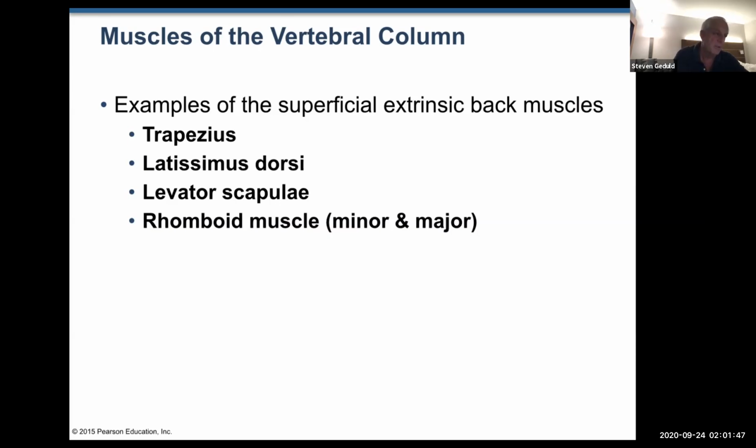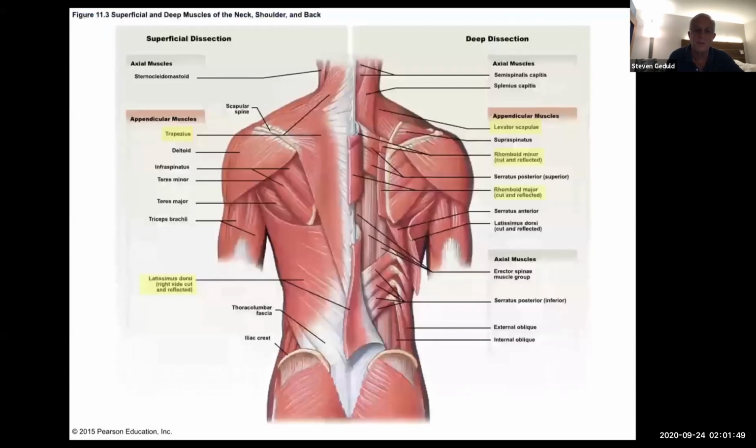Okay. So here's your trapezius muscle. And again, it gets its name because it's shaped like a trapezoid. That's your trapezius muscle. Okay, both right and left sides. Okay, latissimus dorsi, muscles that run along your side right here. Okay, you have a rhomboid minor and a rhomboid major. The rhomboid minor is anterior, and the rhomboid major is inferior.